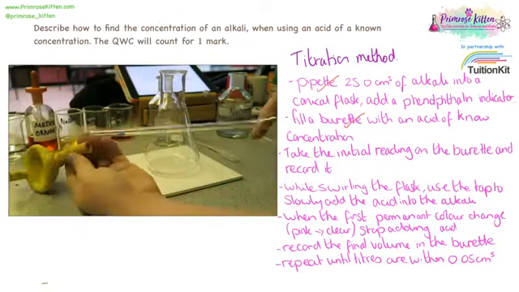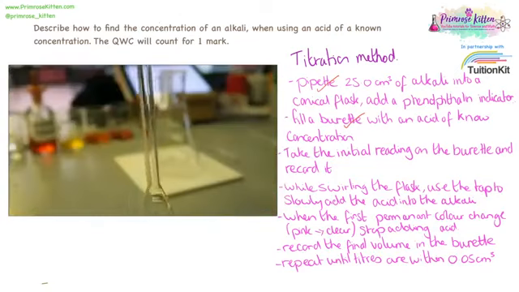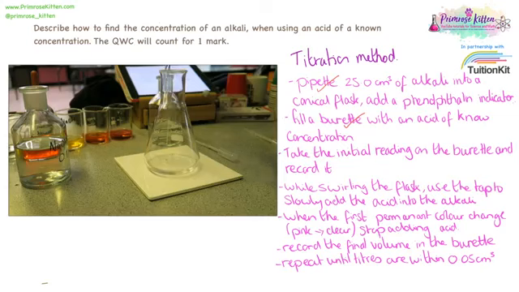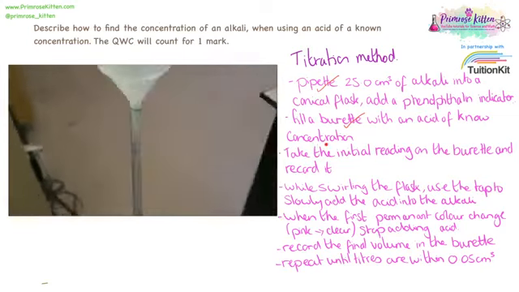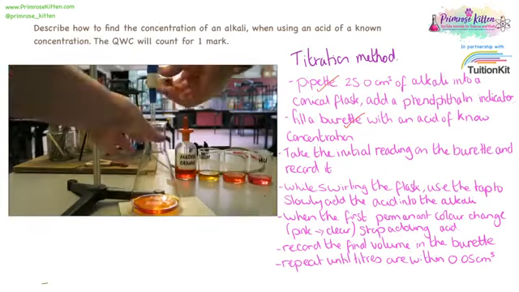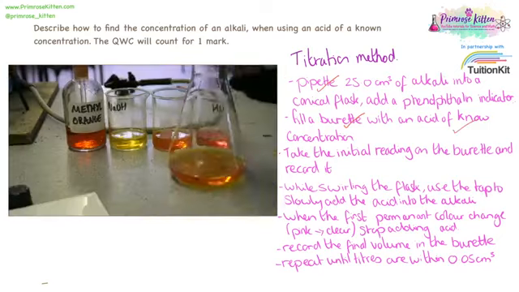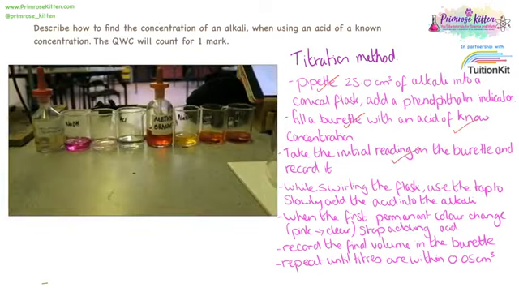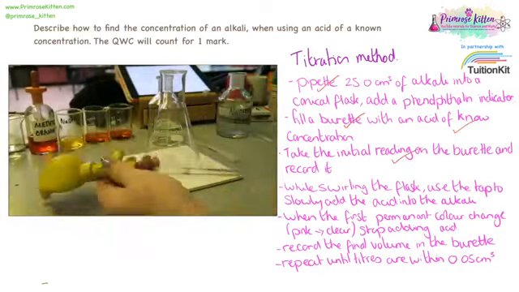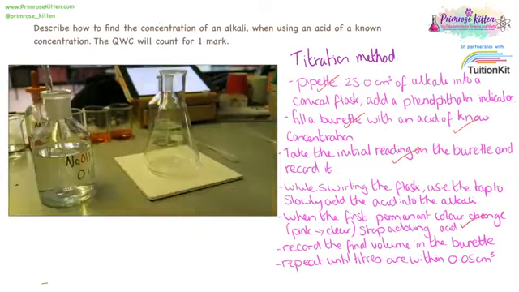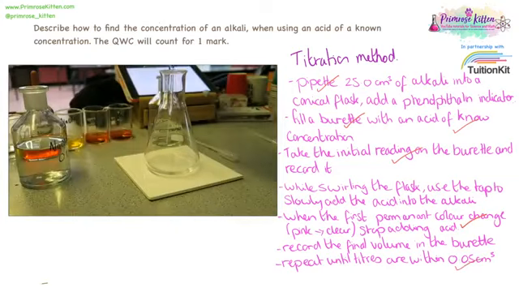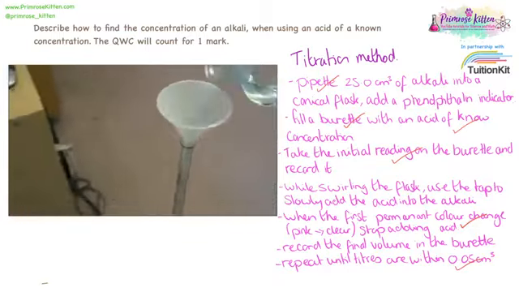You can also use methyl orange as an indicator. You need to make sure that you state that it is of a known concentration if you want to be getting more marks. The initial reading is important, and then you need to make the first permanent colour change, and then you need to repeat the titres until they are very, very close together.